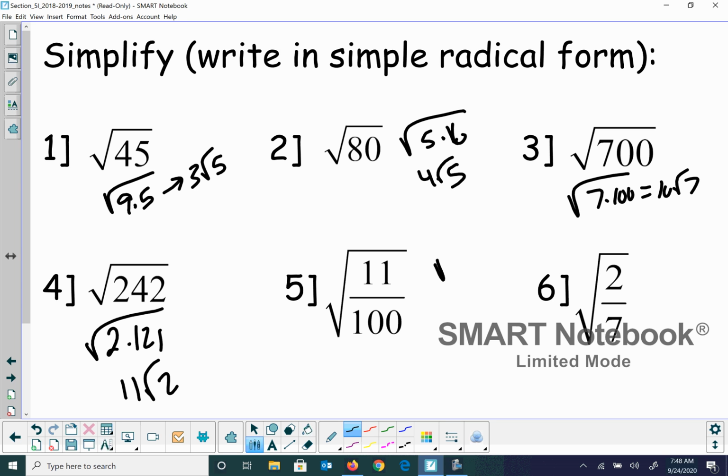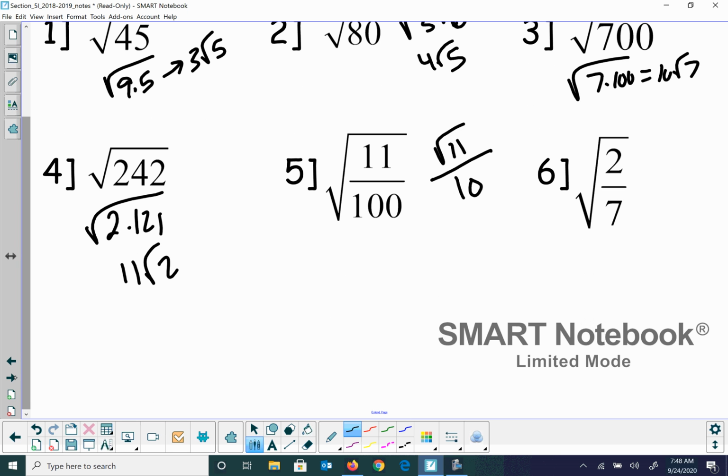This one's going to break up to root 11 over 10. There's no longer a square root in the bottom. And then number 6, we're going to get root 2 over root 7. In pre-calc, for the most part, you can probably leave it like that. We want you to rationalize it, and it really comes down to what long division was a long time ago. But that's what the answer is. You cannot reduce from outside a radical to inside a radical.